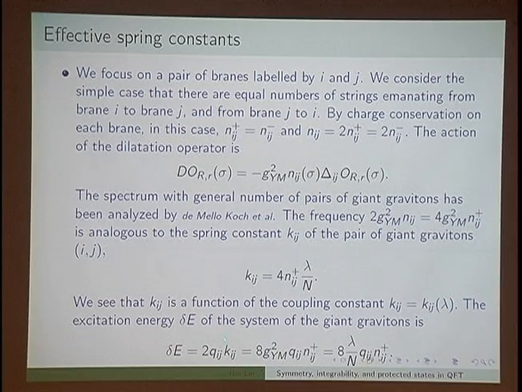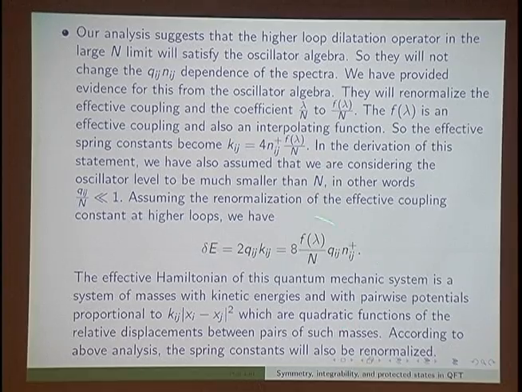So the spectrum is the effective spring constant times an integer, Qij. At the one-loop level, it's proportional to the 't Hooft coupling. And at the higher loops, as we derived in the previous discussion, it will renormalize into an effective coupling. One can understand this as the effective spring constant getting renormalized due to the interaction of the system. But this part, Qij and Nij, is still not changed. That means they are protected by the oscillator algebra.